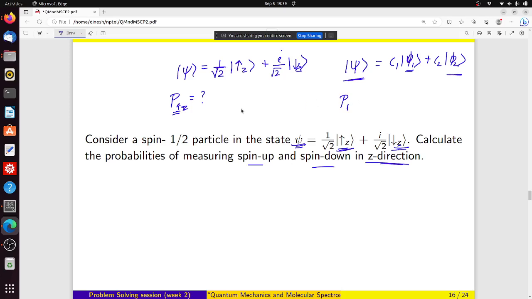0.5. Okay, yeah. So this is mod of c1 square, right? So this is mod of 1 by root 2 square. So it is 1 by 2, right? It's 0.5. Then what is the probability of spin down?